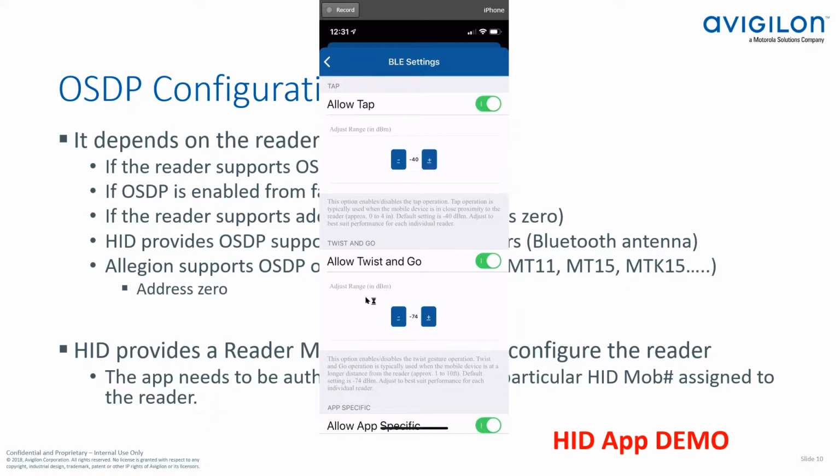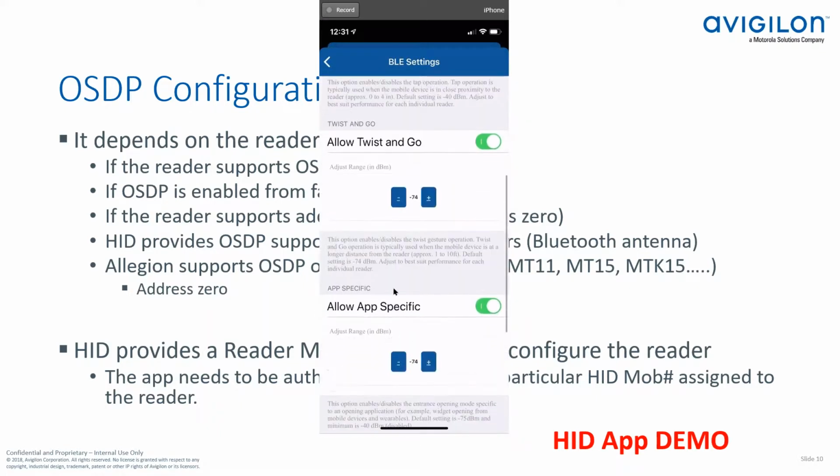So it depends, it says here from approximately 1 to 10 feet. So it really depends on what is in between, right? And this will eliminate the need for you to get close and tap into the reader, or you can just twist and go. And this down here is a special feature.